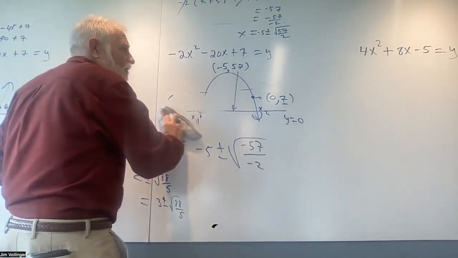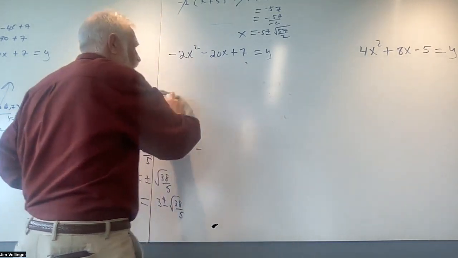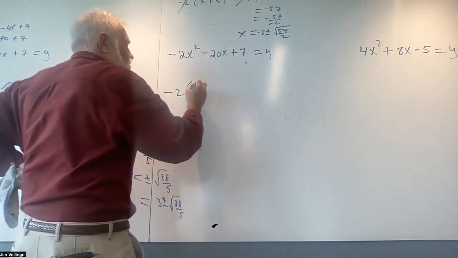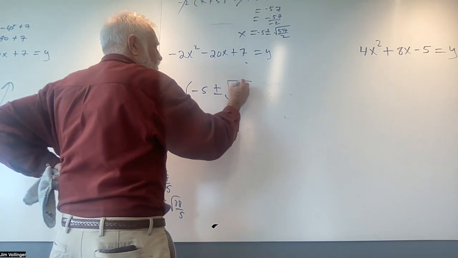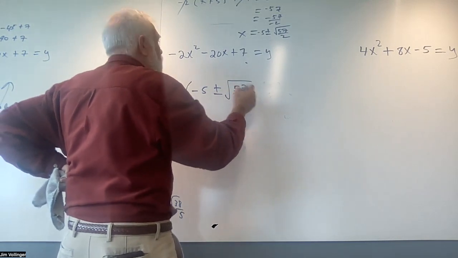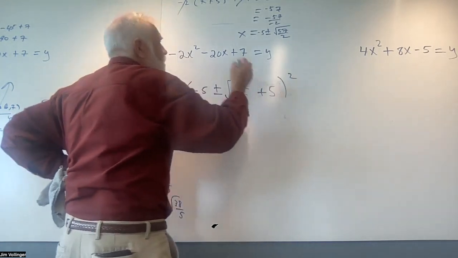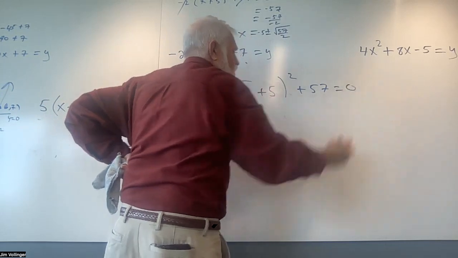And I should show you that the last 2 times. I definitely should show you that. So let's put it in graphing form, minus 2. Let's take our answer: minus 5 plus or minus the square root of 57 over 2, plus 5, squared, plus 57. Let's find out if that equals 0.